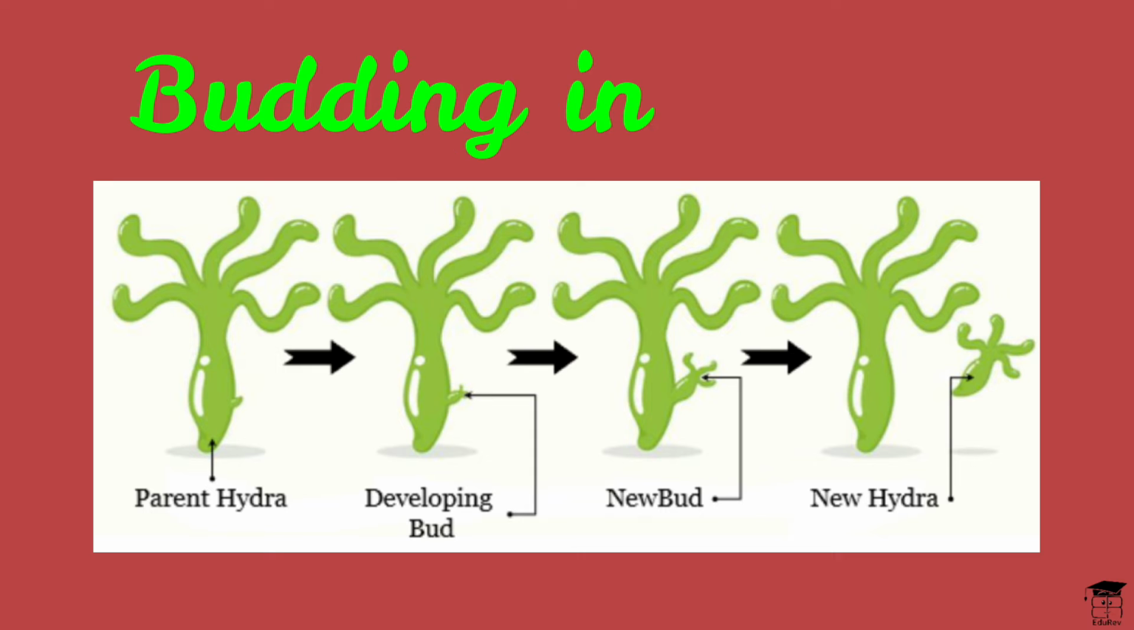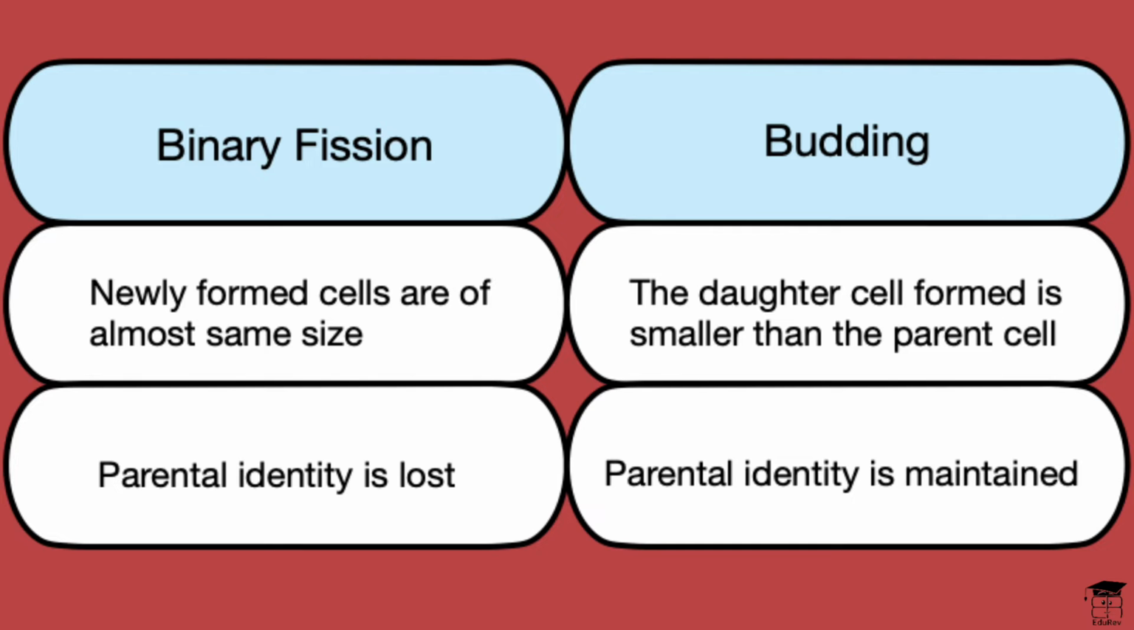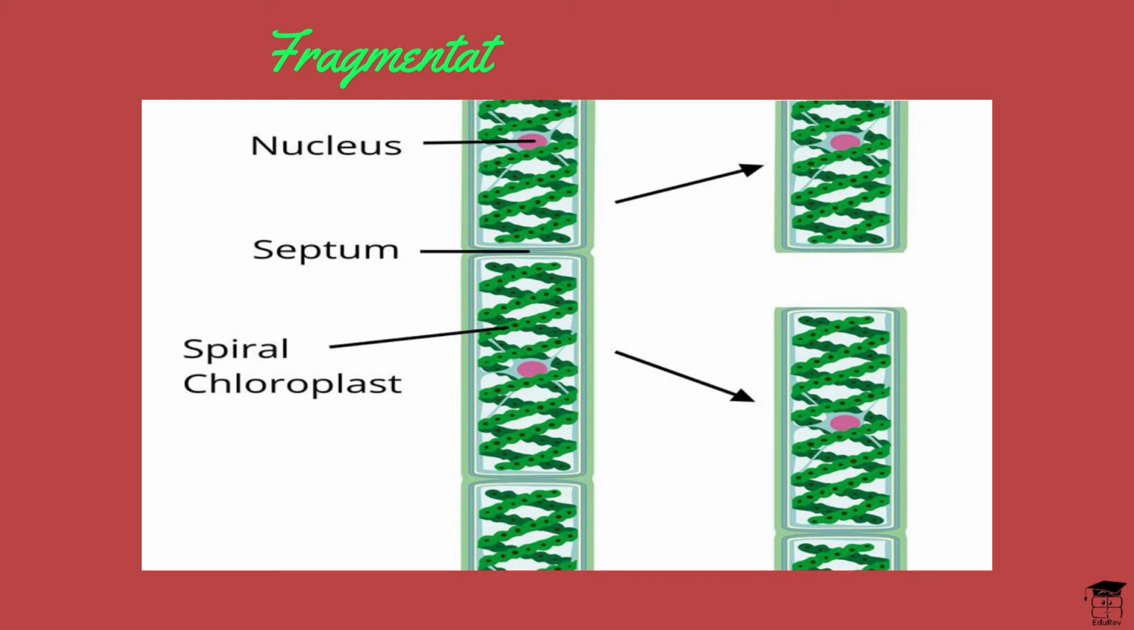Next, we have budding. This is observed mainly in hydra and yeast. In the structure of hydra, there is a bud which detaches itself from the main stem and forms a new individual. The prominent difference between binary fission and budding is that in binary fission, the parental identity is lost. That is, there is no difference between the parent and a daughter cell. Also, in binary fission, the cytoplasm divides equally, whereas in budding, parental identity is not lost because there is an unequal division of cytoplasm.